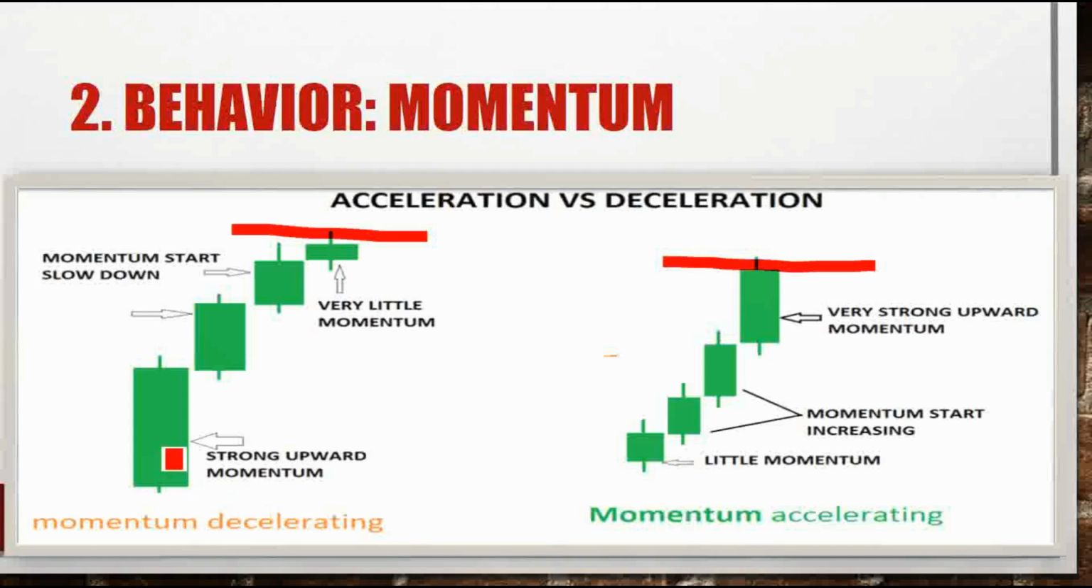As you can see here, when you start with more decelerating momentum, you will see here that the market was in a very strong uptrend, right? As you can see, we have a strong upward momentum, and then the more we go up, the less momentum there is within the candlesticks. As you can see, they're getting smaller and smaller and smaller. Here momentum starts to slow down. Here you can see very little momentum.